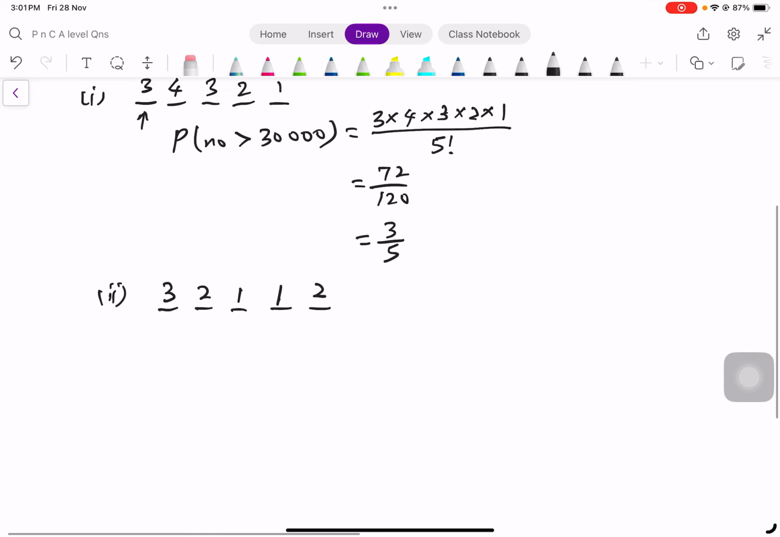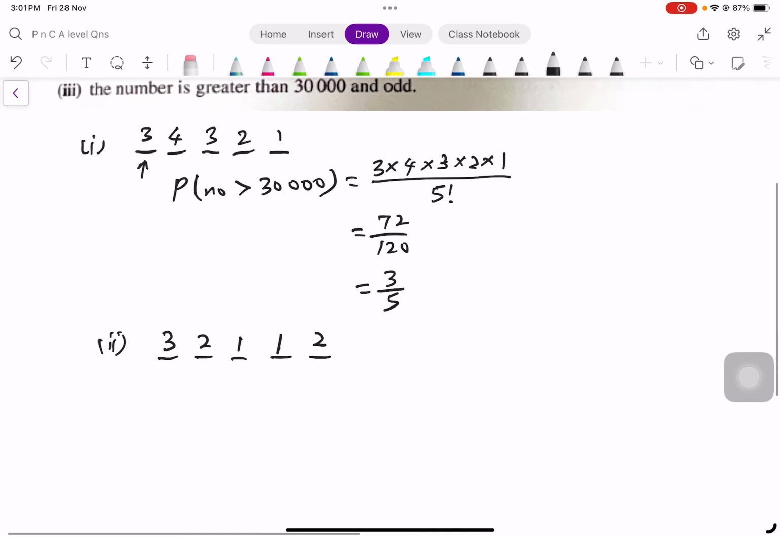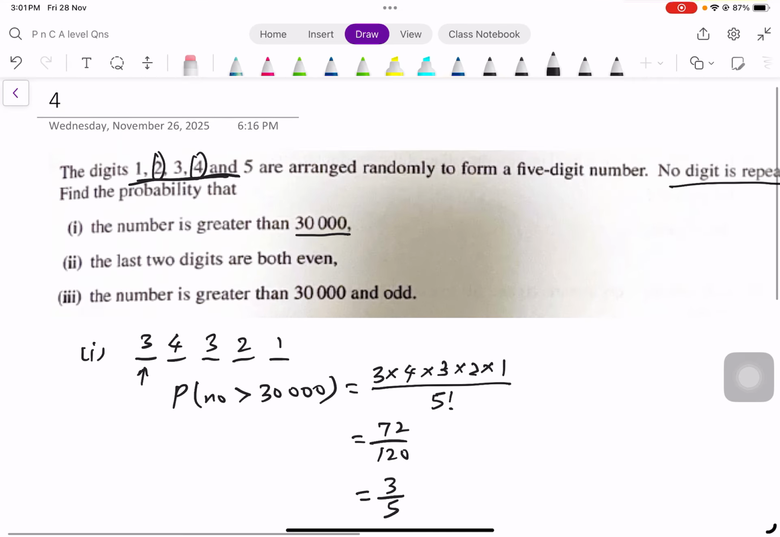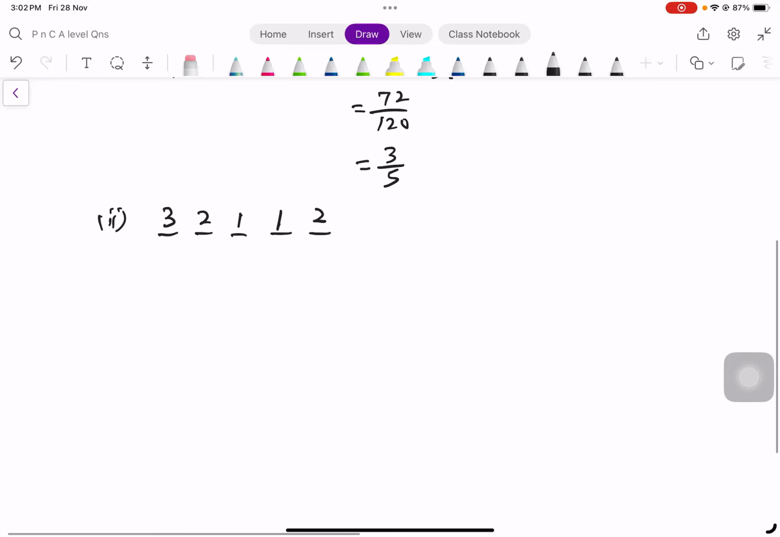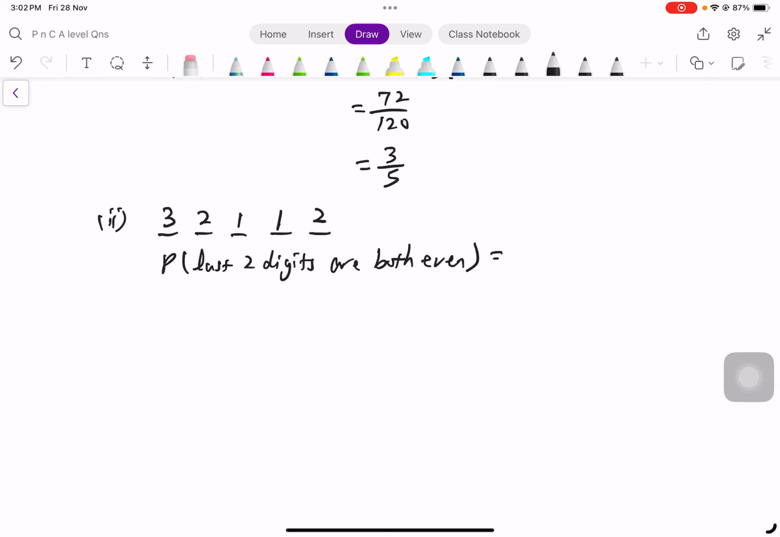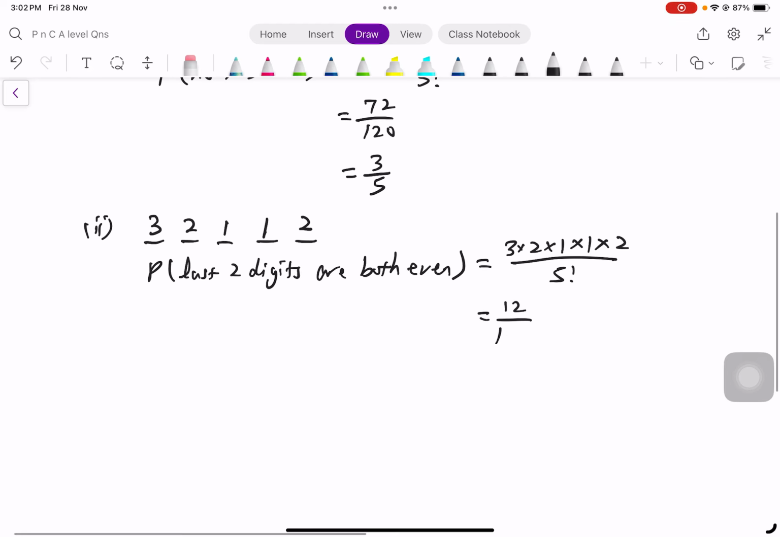And again, when there's no restriction, the number of ways to arrange these 5 digits, the sample space 1, 2, 3, 4, 5, is 5 factorial. Therefore, the probability that the last 2 digits are both even is equal to 3 times 2 times 1 times 1 times 2 divided by 5 factorial. Therefore, what you get is 12 over 120, and the answer is 1 over 10.